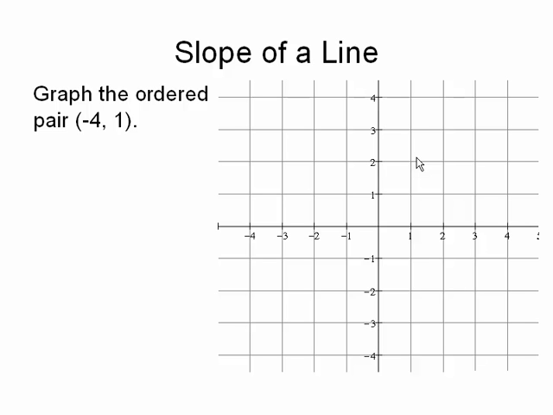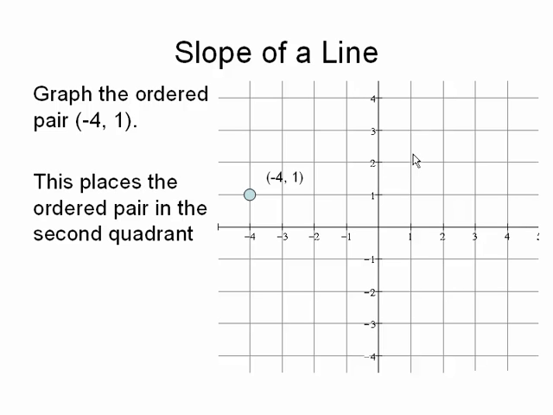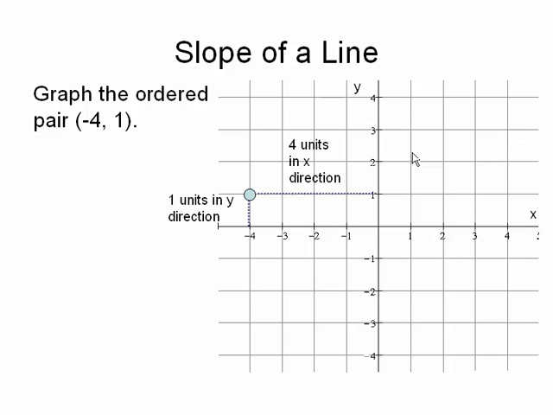Now let's try graphing the ordered pair (-4, 1). This places the ordered pair in the second quadrant, and that means we have to go 4 units in the x direction. Because it was negative, we're going to the left, and 1 unit in the y direction.